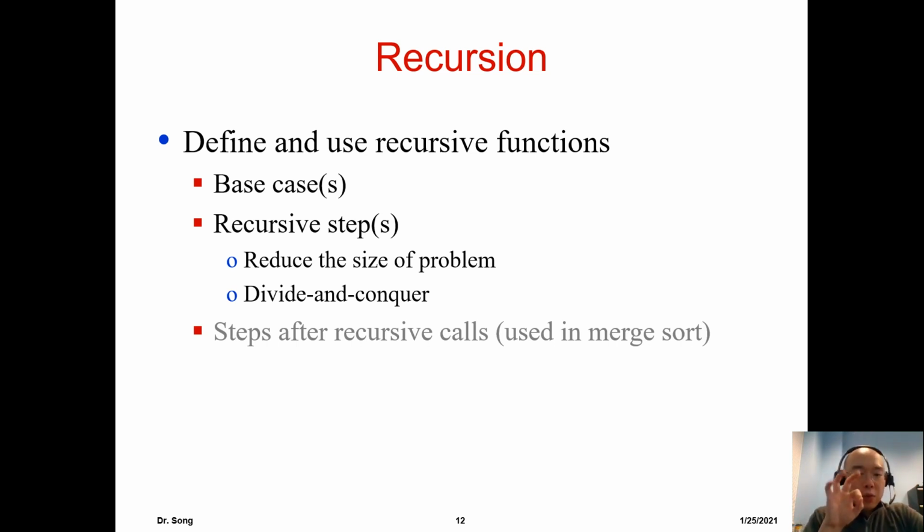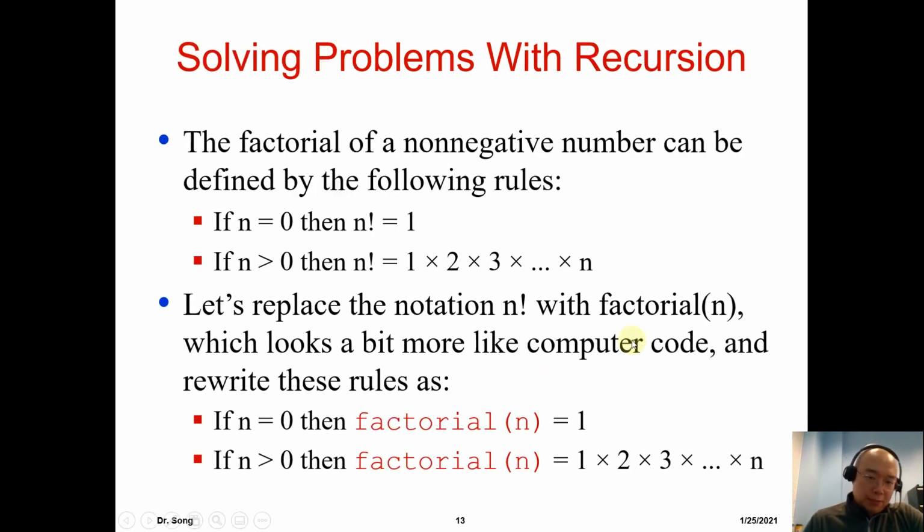Okay? And number three, the third part is not necessary in all recursions. In most recursions, you probably don't have that. However, in some algorithms, like merge sort, we will use the third step. I usually call that the aftermath of the recursive steps. We will see that in merge sort.